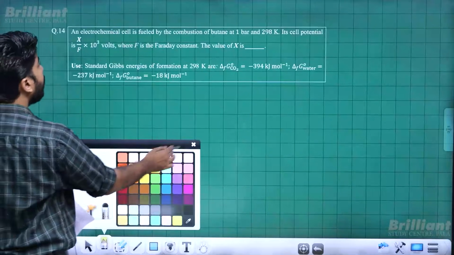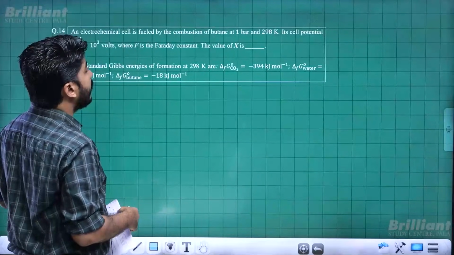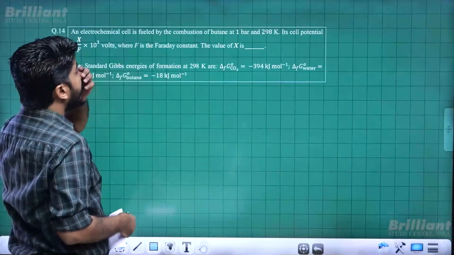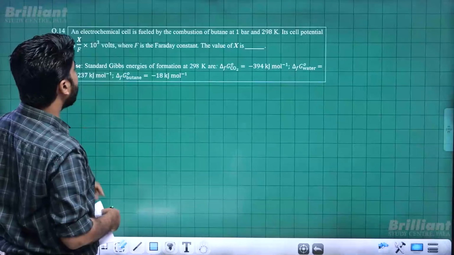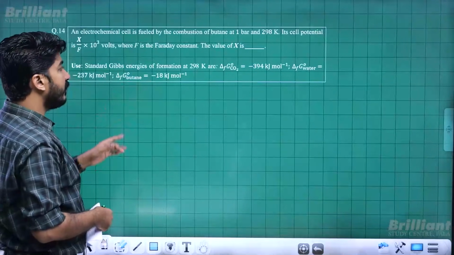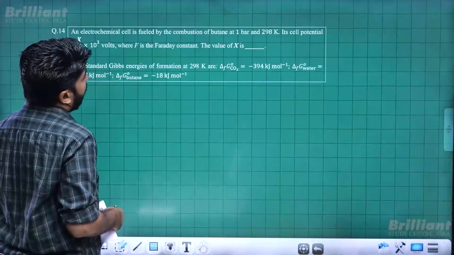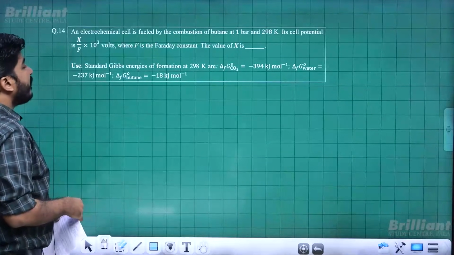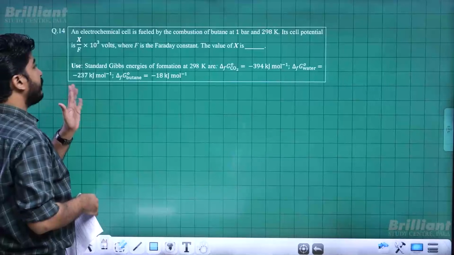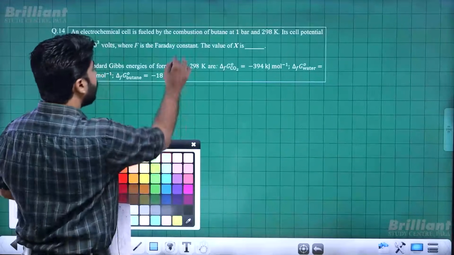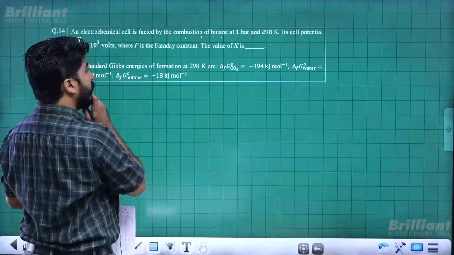An electrochemical cell is fueled by the combustion of butane at 1 bar and 298 Kelvin. Cell potential is x by F, F is Faraday, into 10 raised to 3 volts, where F is the Faraday constant, value of x is. We need to find the cell potential. We are given the standard Gibbs energy of formation of every substance involved in the reaction. So this is about combustion of butane.